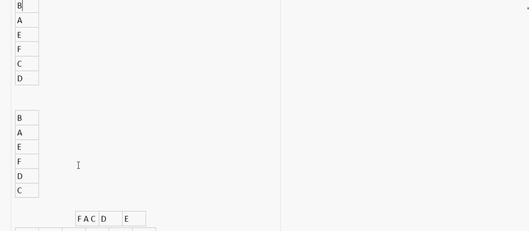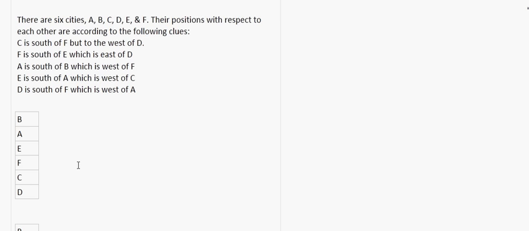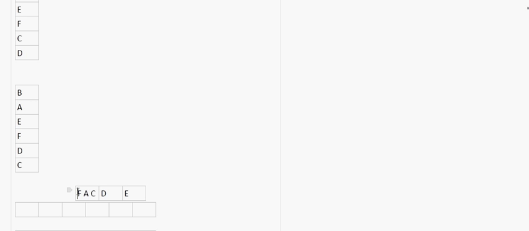What is left is B. B is west of F. So B is west of F. B is here. So this becomes B, F, A, C, D and E, right? So this is left right order of these 6 cities. Now we have to arrange the cities such that both these orders are maintained.